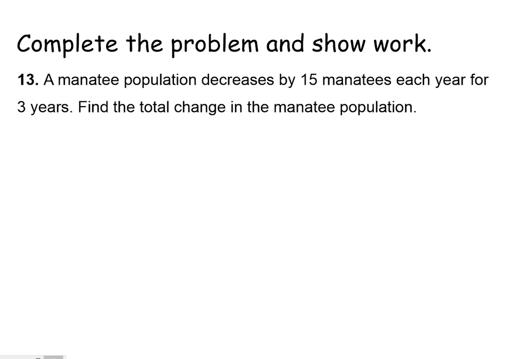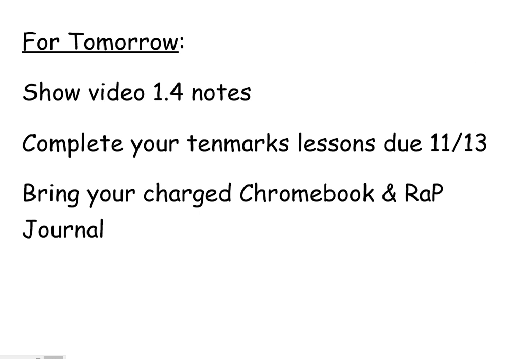All right, for the next slide, please complete number 13 and show your work. It says a manatee population decreases by 15 manatees each year for 3 years. Now a decrease will mean it's going down, so it's going to be negative. Negative 15 for 3 years. Go ahead and pause the video to work that out.